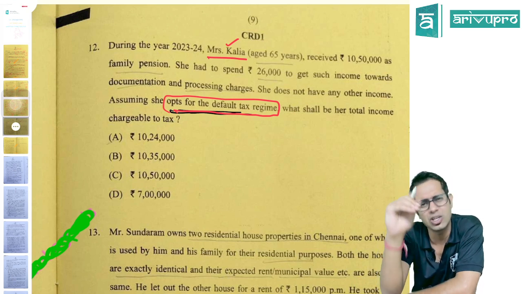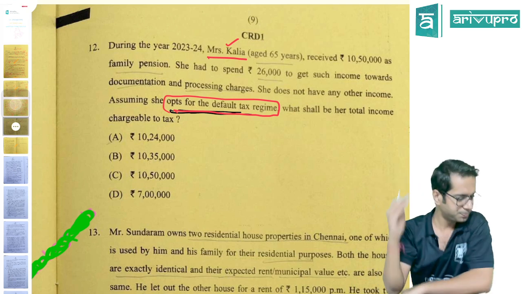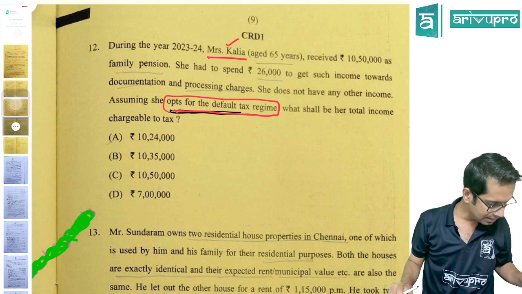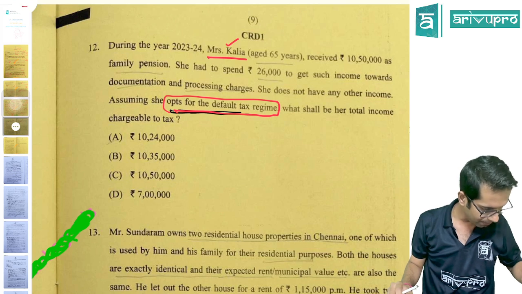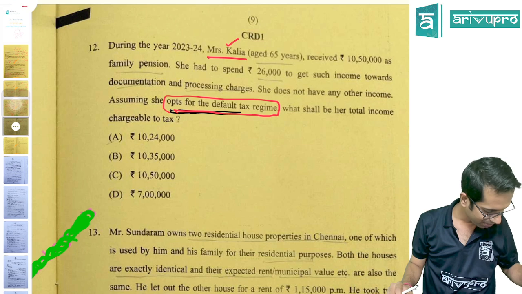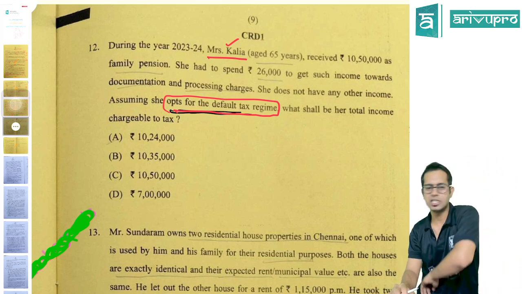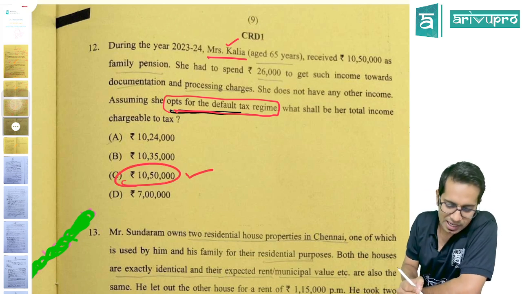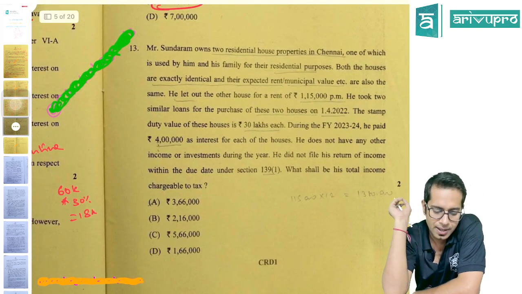One of the benefits is that you will not be eligible to claim deduction of this 15,000 rupees or, I hope I am correct, by the way. If you are going for default tax regime, you will not get this benefit of 15,000 rupees or 1/3 of family pension. I'll just cross check it. Family pension deduction is not available in case of default tax regime. So what is my total income? Mrs. Kalia's total income is how much? 10,50,000 rupees. Okay, anyways, next point.